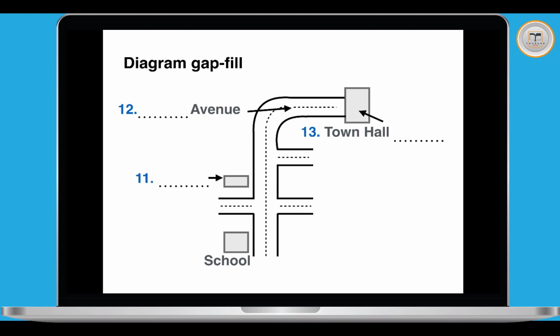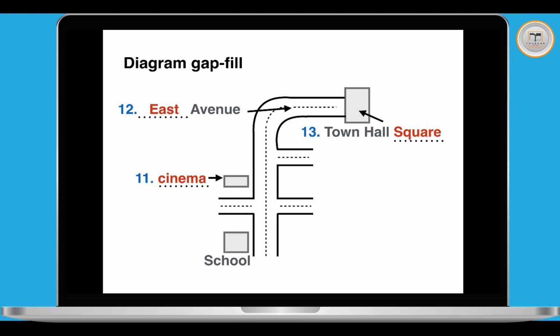That's the end of the transcript, and here are the answers. Number 11 was the cinema. It was on the left just after the crossroads. Number 12 was East Avenue after Woods Lane. The other road that isn't marked on the right was called Woods Lane, and the Town Hall Square was at the end of East Avenue.